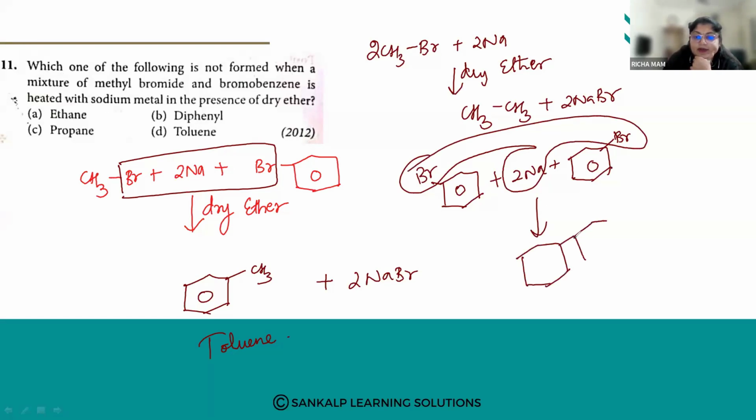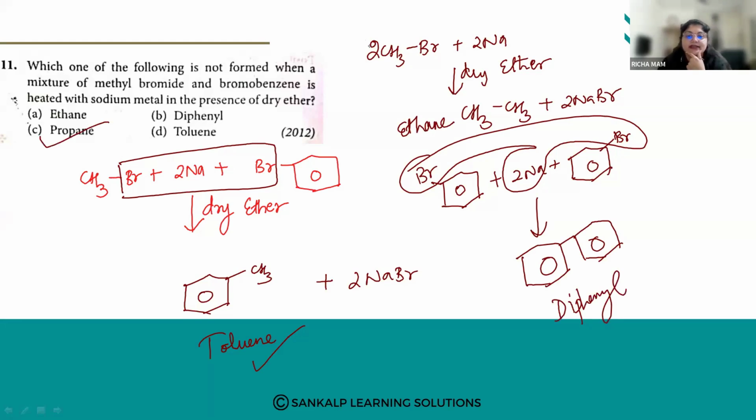I'm going to get a biphenyl. So we have got toluene, we have got ethane, and this is your diphenyl. So which is not obtained? Propane is not obtained. Option number C. Yes, Tejaswini and Murli have answered it correct.